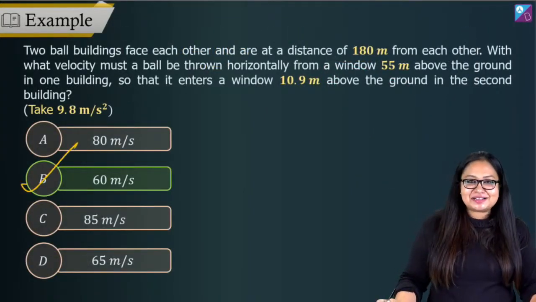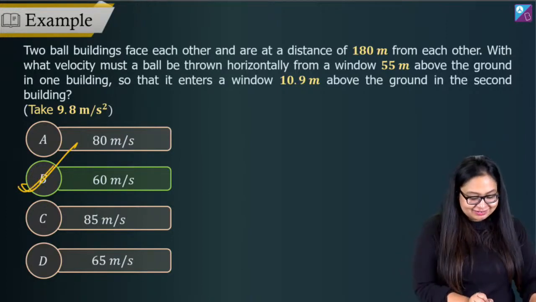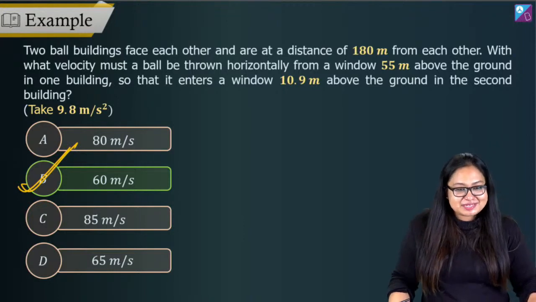Santosh, if you had calculated it within 30 seconds, good job for you. Alright? So yeah, good job. 60 meters per second.